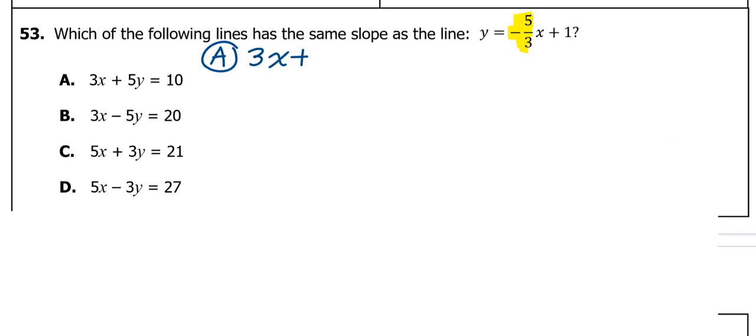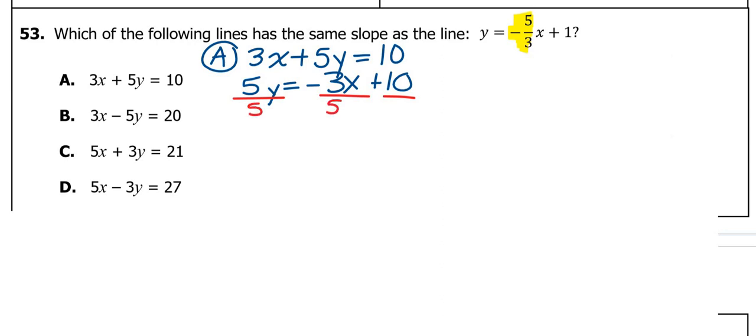3x plus 5y equals 10. We're going to subtract 3x from both sides. So we're going to have 5y equals negative 3x plus 10. Then we're going to divide every term by 5, so that we have y equals negative 3 over 5x plus 2. Negative 3 over 5 is the slope of this line, not negative 5 over 3. So nope to choice A. Let's go on to choice B.